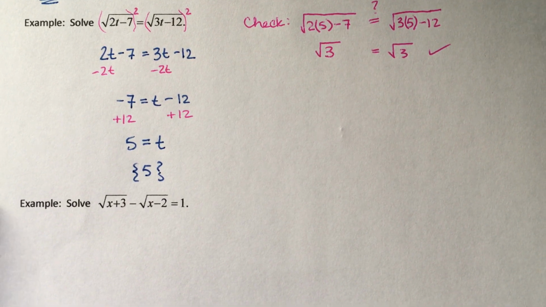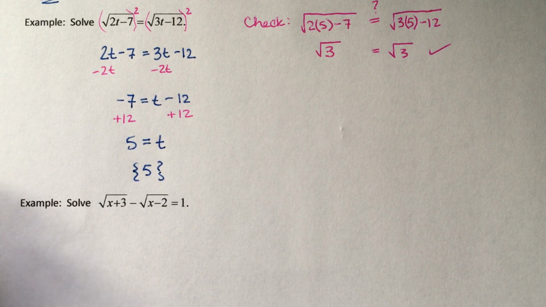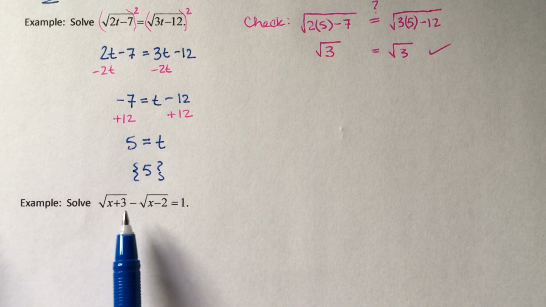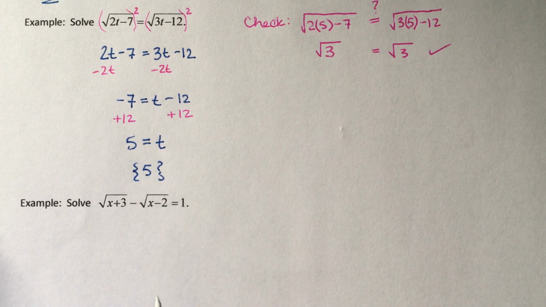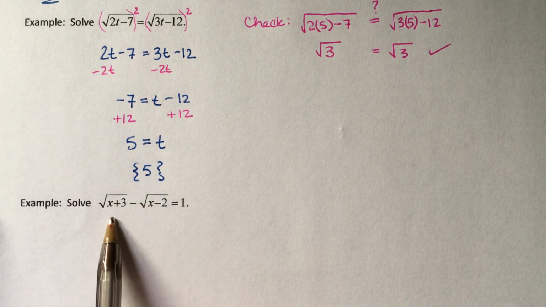Great. So that's as easy as it gets when you have more than one radical in an equation. More often, what we'll see is that there's a third term. So the next two examples have this third term that's going to make it a bit more complicated. But first step is still the same. Isolate one of the radicals. So I have to get one of these square roots by itself.